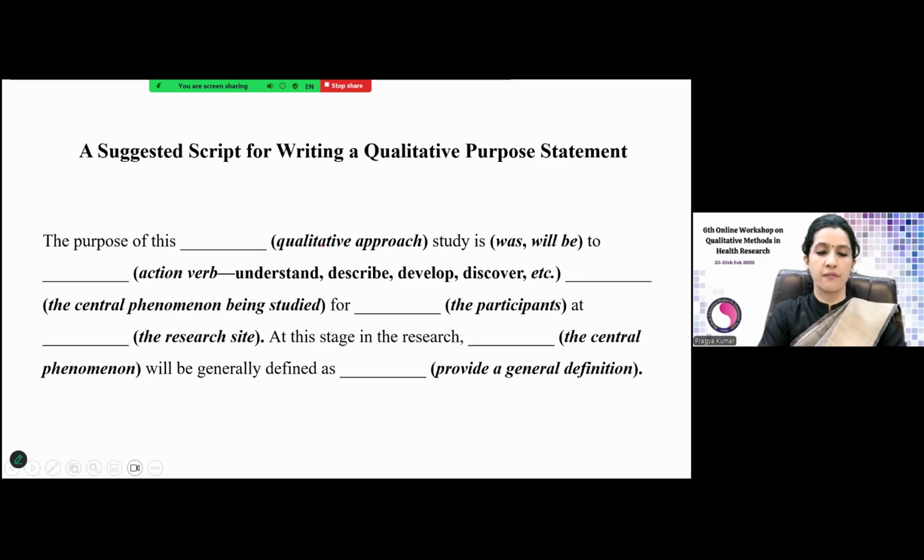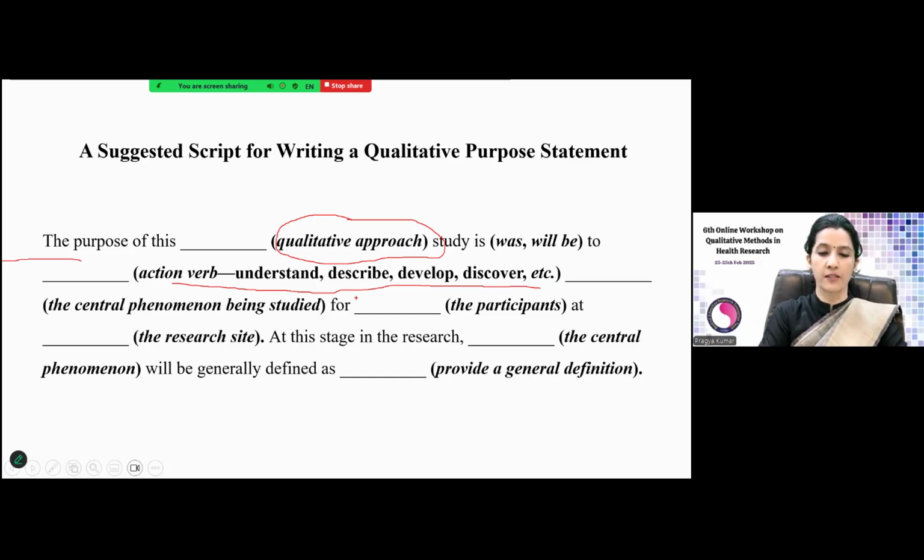Let's say you are doing a qualitative descriptive study. You will write that the purpose of this qualitative descriptive study is to understand, or to explore, or to describe. They have given these words here: understand, describe, develop, discover. And then it gives you, for example, effective patient communication, if that is my central phenomenon, that you have to mention here.